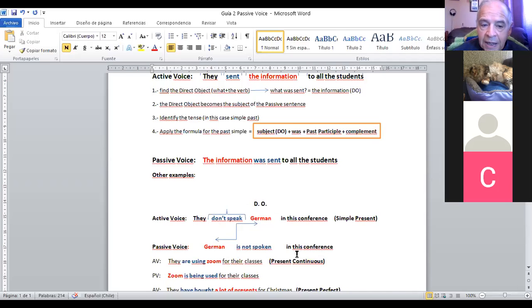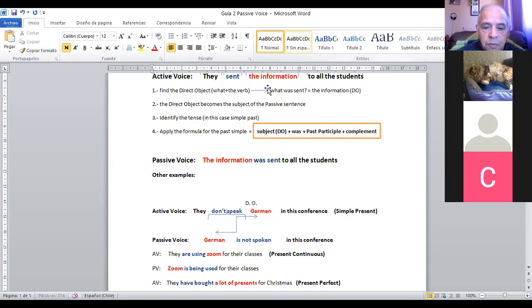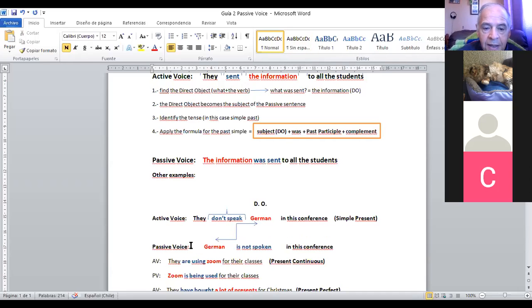See? In here, I'm going to use the present continuous. For example, they are using Zoom for their classes. They are using is what tense? Present continuous. So what are they using? Zoom. So Zoom is the direct object. And then I apply the formula for the present continuous, which is present of be plus being plus participle and the rest. So Zoom is being used for their classes.